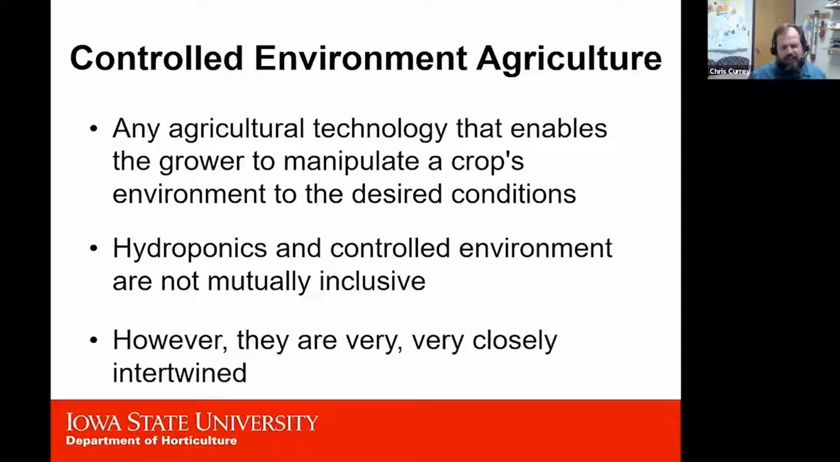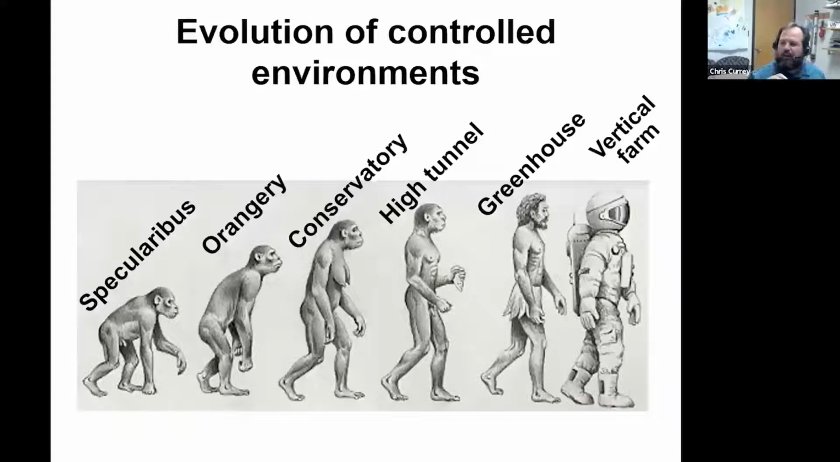So to understand where we are today with controlled environments, I want to talk a little bit about how we got to the places that we're at now, because really that helped develop our hydroponic systems as well. So I'm going to take you through a little bit of a development in controlled environments over time.